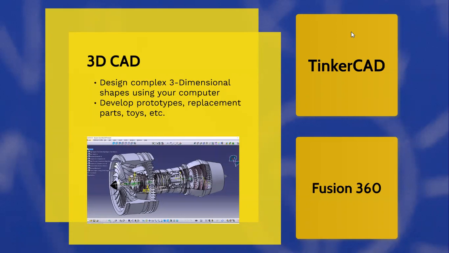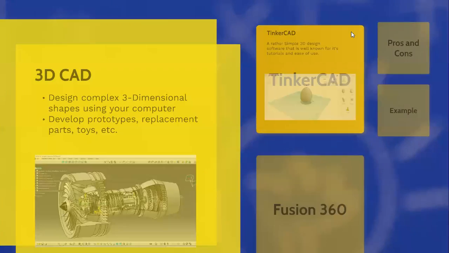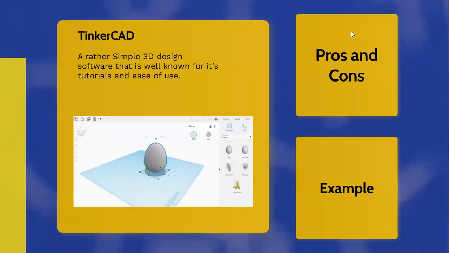We have two primary CAD softwares here in the space. The first one is TinkerCAD. TinkerCAD is a rather simple 3D design software that is well known for its tutorials and its ease of use. You can see an example of the shapes that you begin to work with here in TinkerCAD. You can also see that there's not a lot on the screen. That's because they like to keep it as calm and simple as possible.